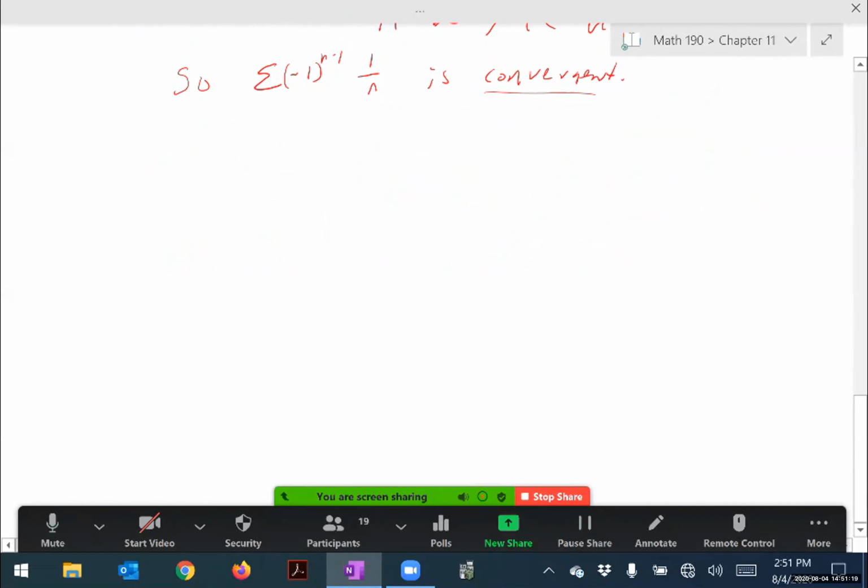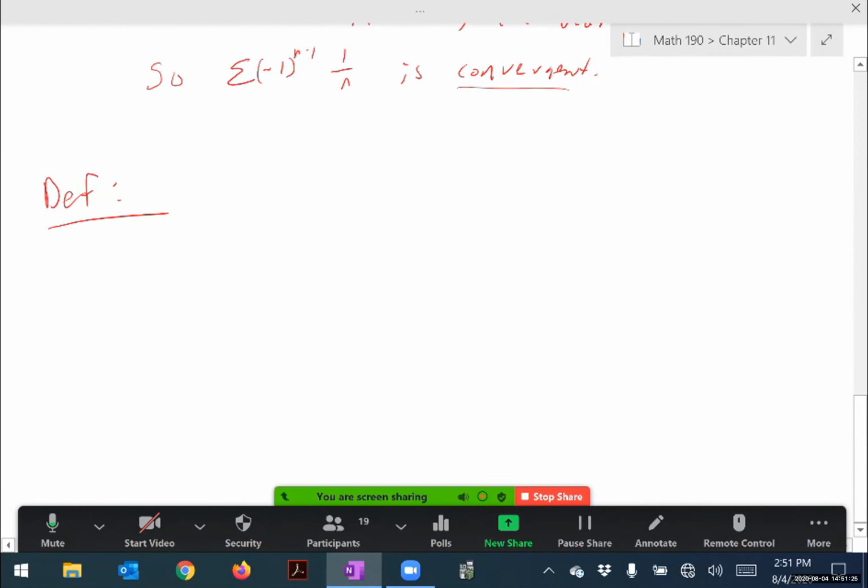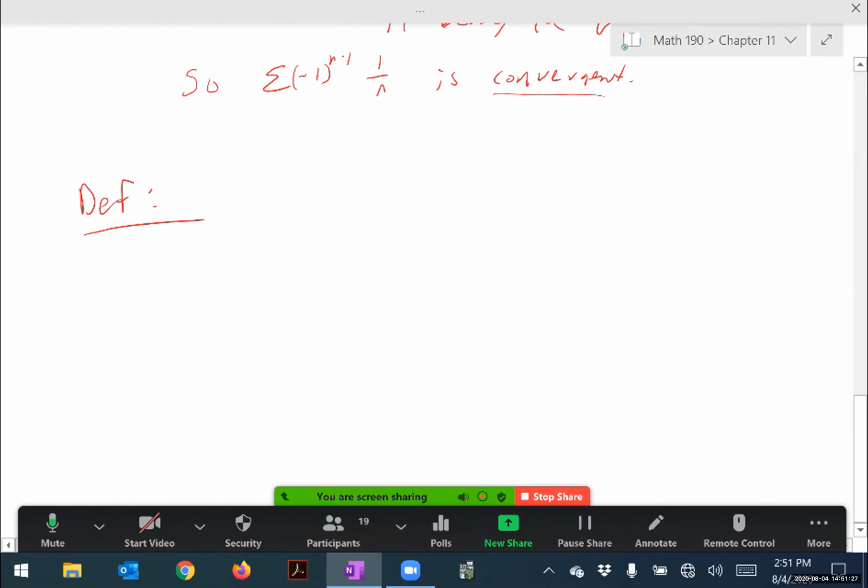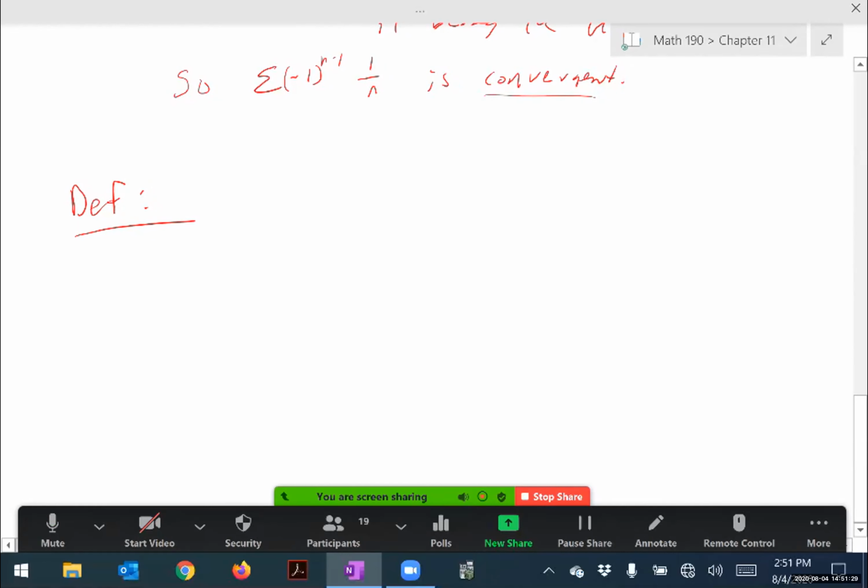Definition. What does it mean when it's not absolutely convergent? Then we say that it is conditionally convergent.